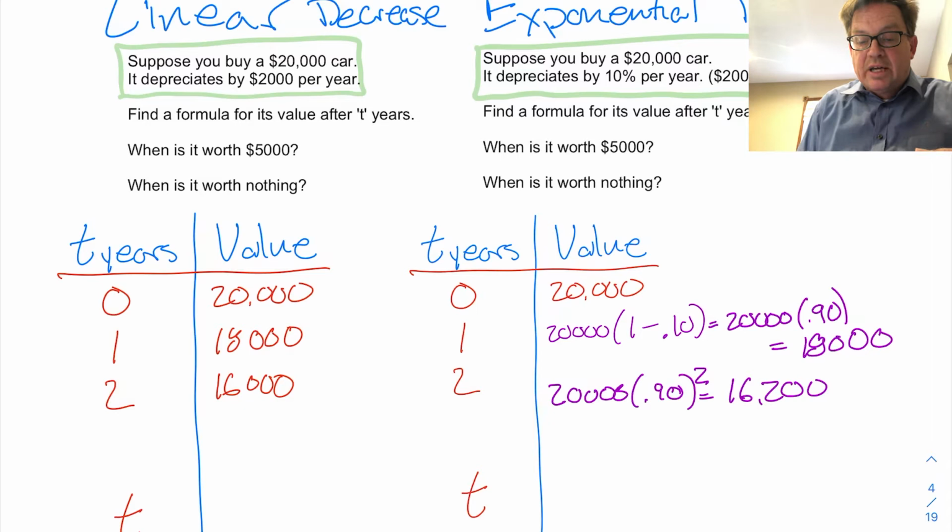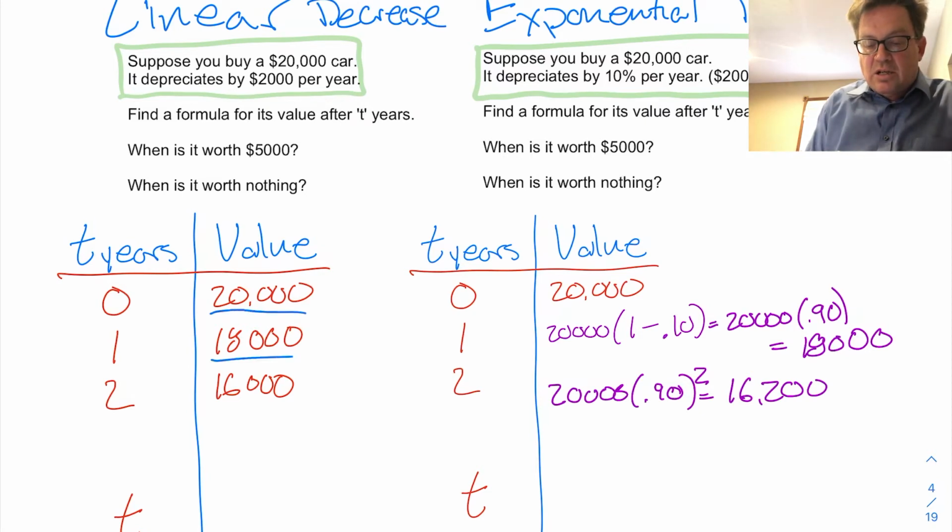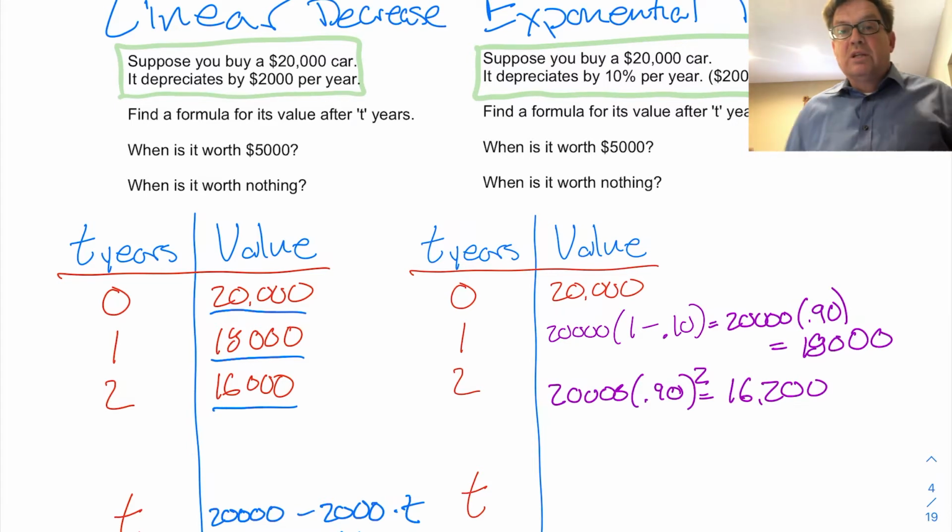And so in the linear case, on the left, let's say it decreases by $2,000 per year. Then again, we can get a nice formula. It's 20,000 to start, then 18,000, then 16,000, and it's 20,000 minus 2,000 times the number of years, and that's dollars per year. So that's a nice linear change. Every year you decrease by $2,000.